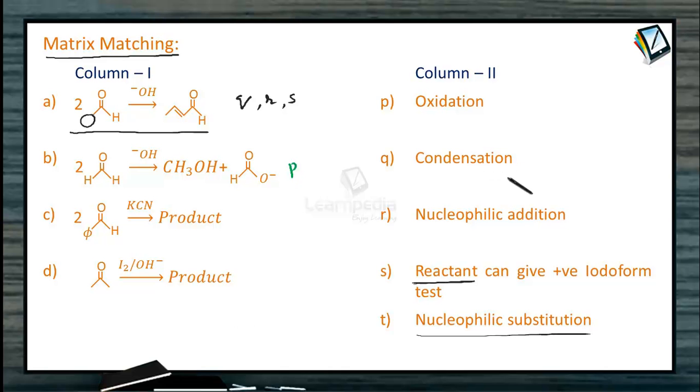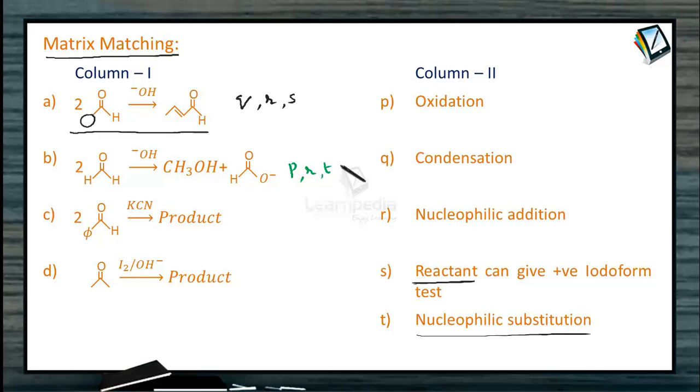In this Cannizzaro reaction, if you can recall the mechanism, there is a hydride transfer which will attack the carbon of the other aldehyde, and therefore it is also nucleophilic addition. And then formaldehyde does not give a positive iodoform test, therefore S is not correct. Nucleophilic substitution: there is a shift of proton to give the carboxylate ion, which is more stable than the methoxide ion, and thereby a substitution is possible.